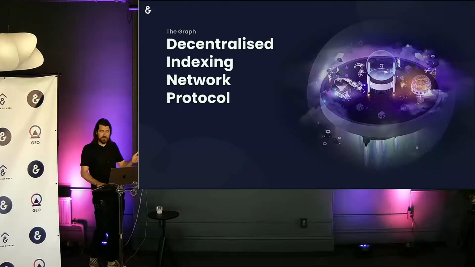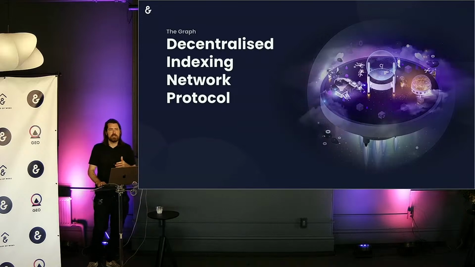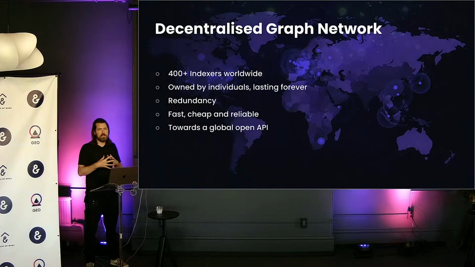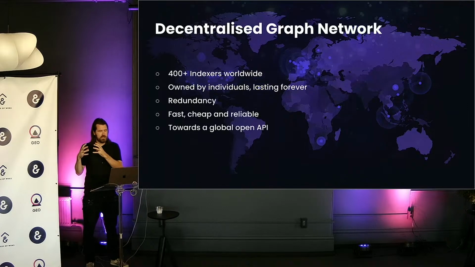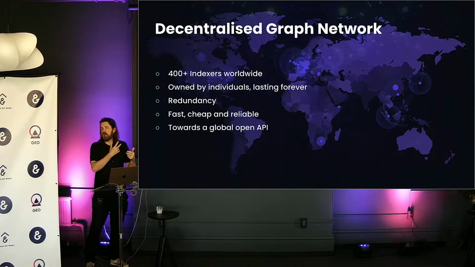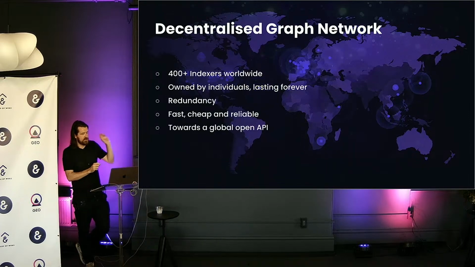So The Graph is a decentralized indexing network and protocol. And what that means is it is a decentralized network. There are over 400 indexers. An indexer is a participant in the network that literally runs the stack for indexing the data on their server. That is a combination of Graph Node, a Postgres database, the GraphQL API, and IPFS that is exposed.